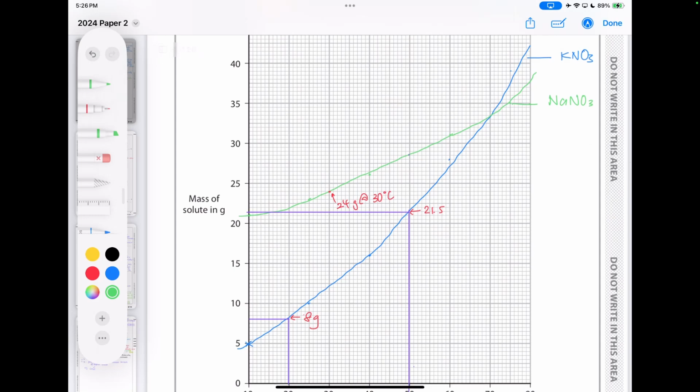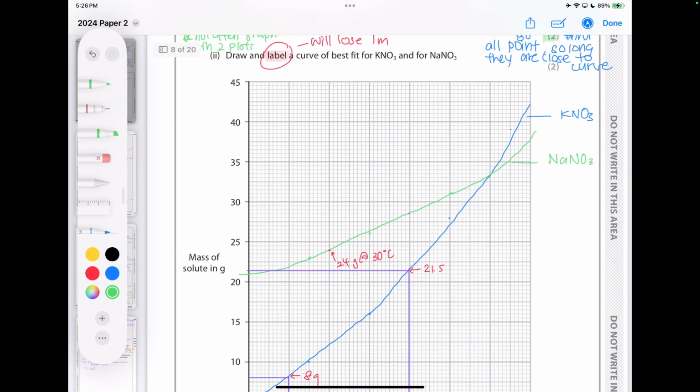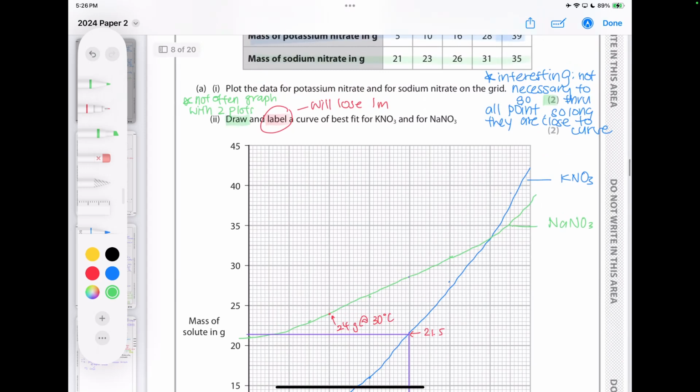And then you draw your line, a smooth graph. Now take note, you want to draw a smooth graph and you need to label it. So take note of the word label. If you do not label, you just draw a very nice graph, you'll get a maximum of 1 mark. So take note of that.